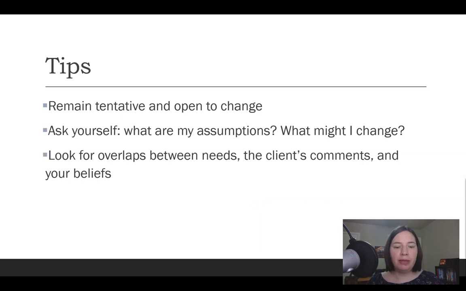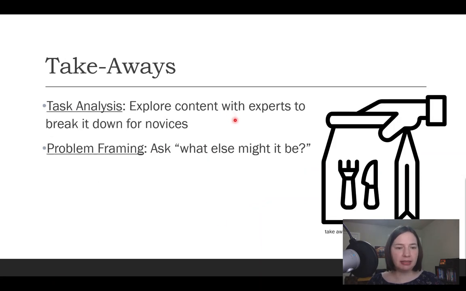Okay, main takeaways this week: we have task analysis, where we explore content with experts to break it down for novices. And then when we problem frame, we ask what else might it be, and use that to frame the problem that we're designing for.